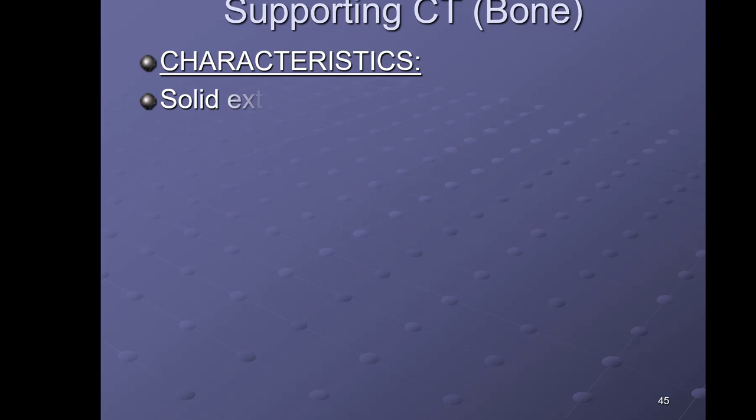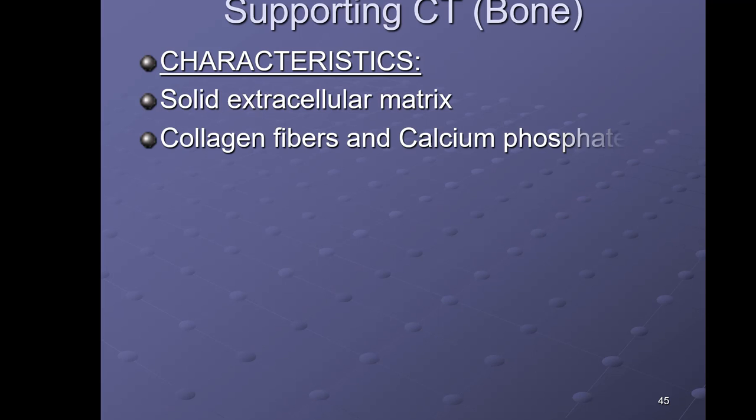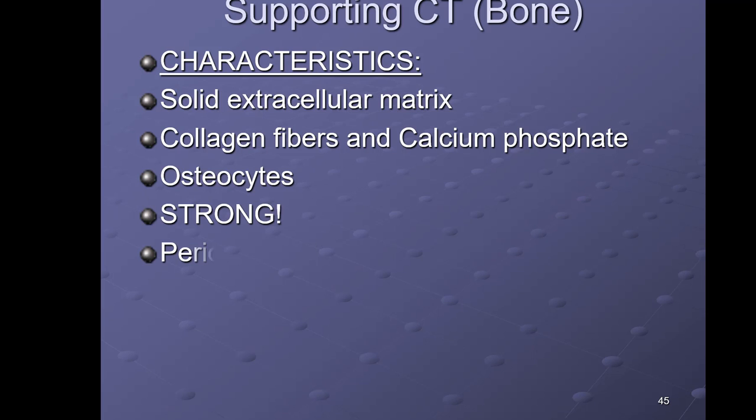So moving into bone. Bone is kind of its own topic too, so it has its own terminology. It has a solid extracellular matrix. Collagen fibers give it its strength. Calcium phosphate gives bone its hardness, and mainly calcium. The cells of bone are called osteocytes. So cyte meaning cell, osteo meaning bone. And it's very strong. And its strength, again, comes from those collagen fibers. And similar to cartilage, bone has an outer covering called a periosteum.